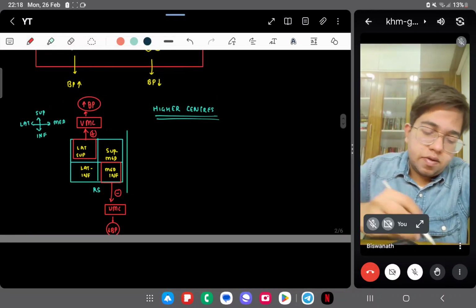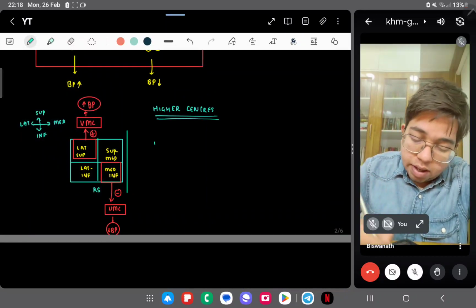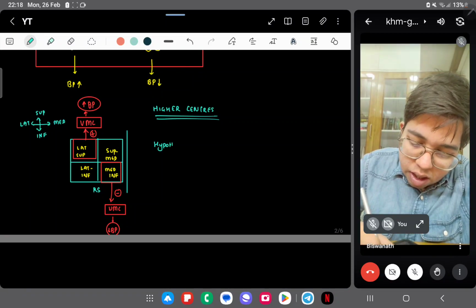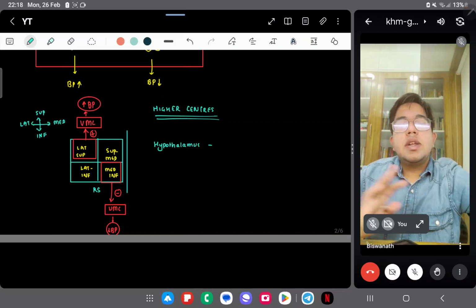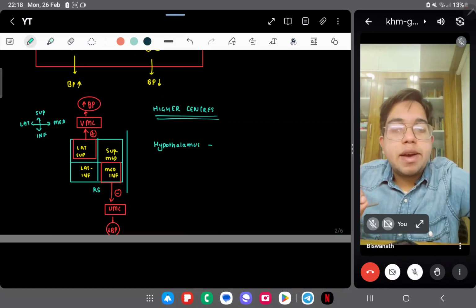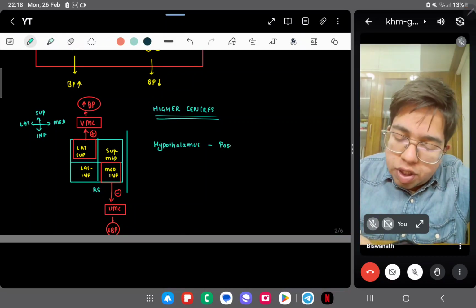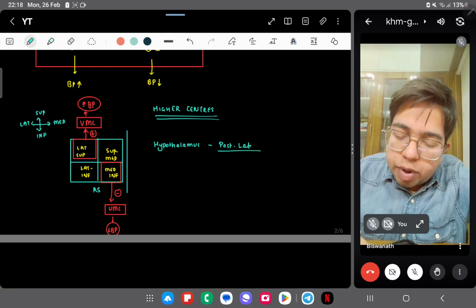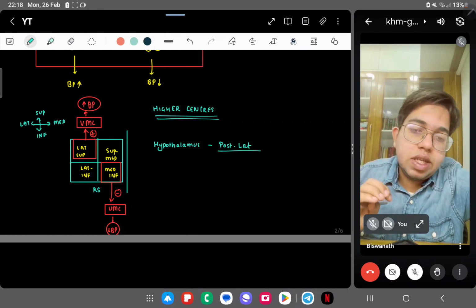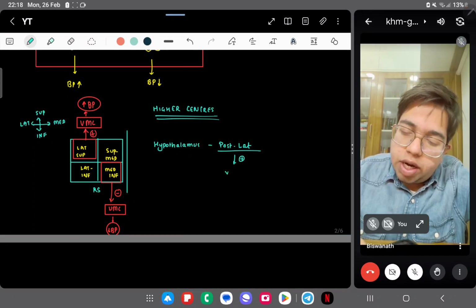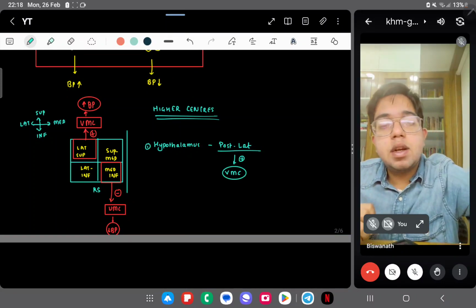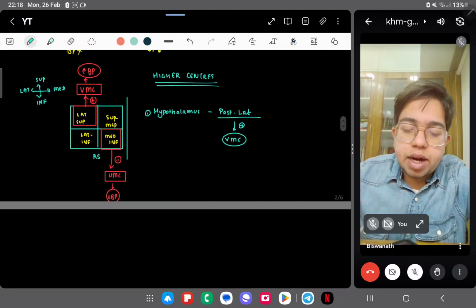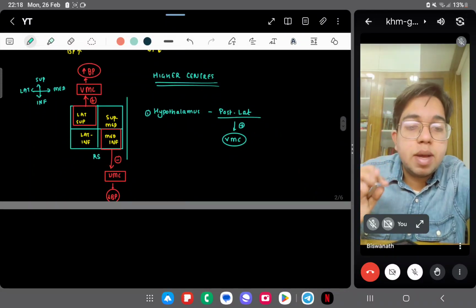And we have the hypothalamus as well. Just remember this, the posterolateral portion of the hypothalamus will stimulate the VMC. This is another higher center which will impact it.